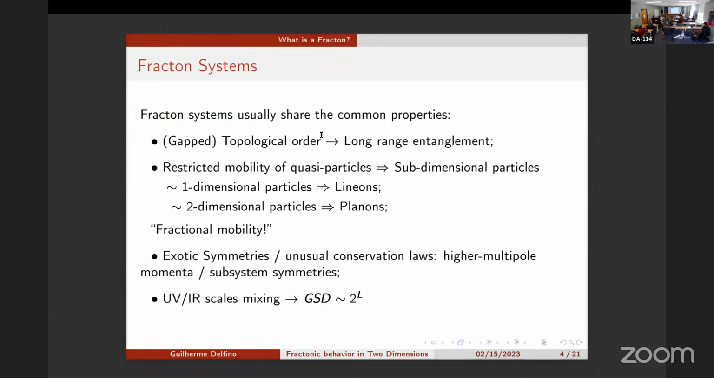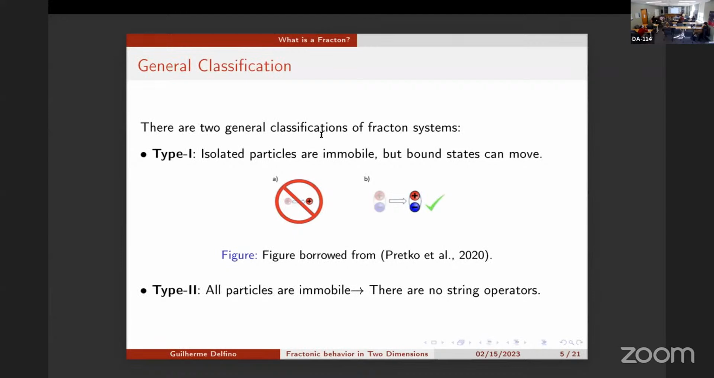Very broadly, we don't have a lot of classifications in fractons because everything is too recent, but we have these very broad classifications of type 1 and type 2. Type 1 fracton systems happen when single particles cannot move by themselves. So single, isolated particles are fractons. But if you gather a bound state, like a dipole configuration, then this can move. There are a lot of examples of type 1 fractons in the literature.